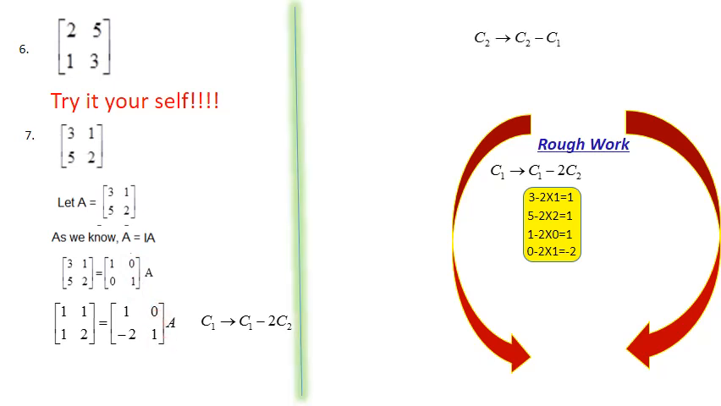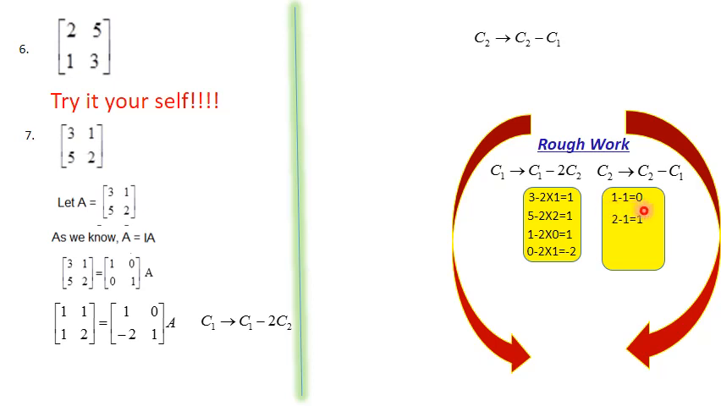Next we have to change C2 to C2 minus C1. So how do we use the operation? Here C1 remains the same, right? C2 we have to change. C2's first element is 1, and that 1 we have to change to 0. So it is very simple: 1 minus 1, C2 minus C1.